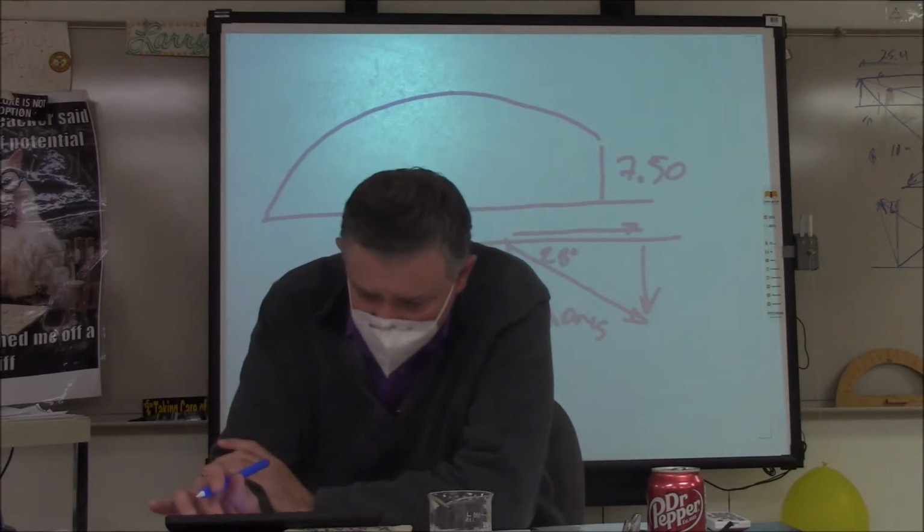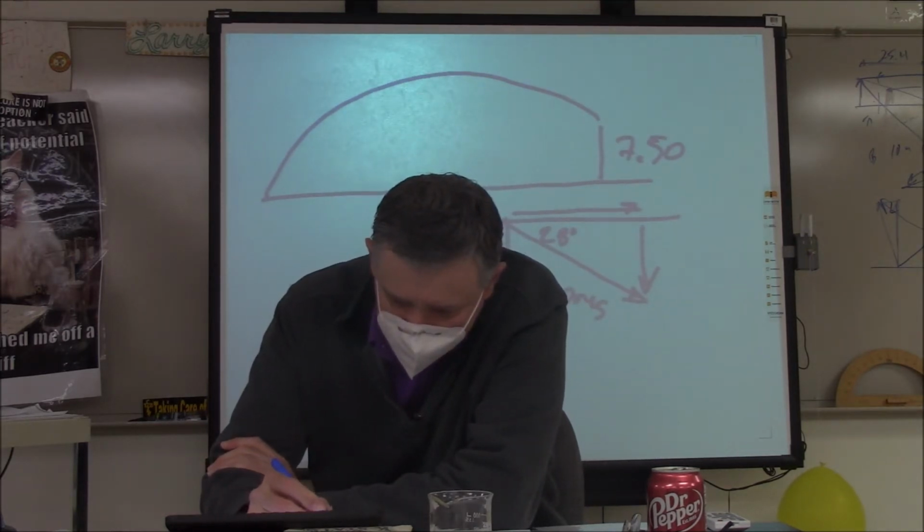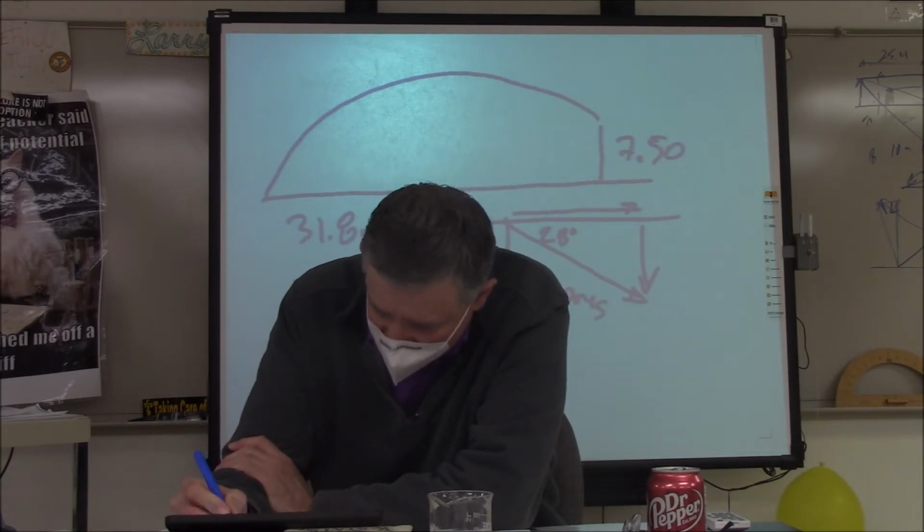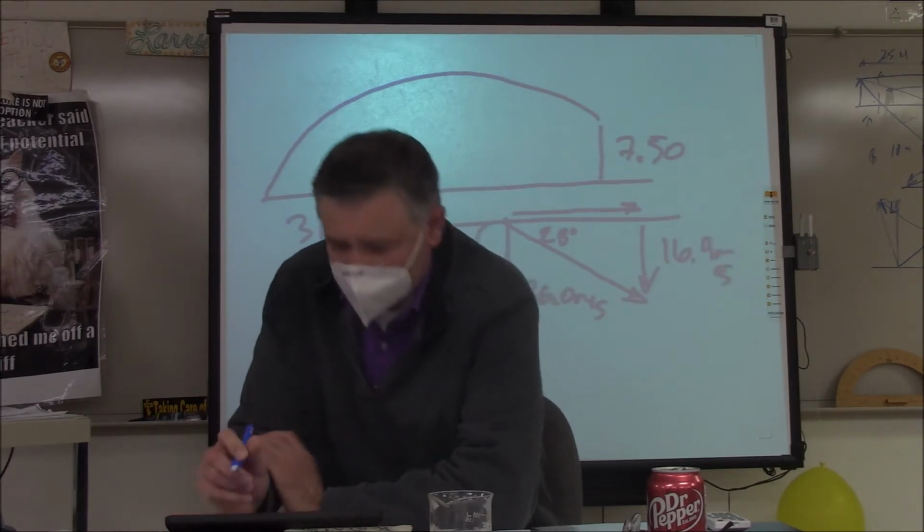So what did you get for your Vx? 31.8 meters per second. Okay. And your Vy? 16.9 meters per second. Okay.